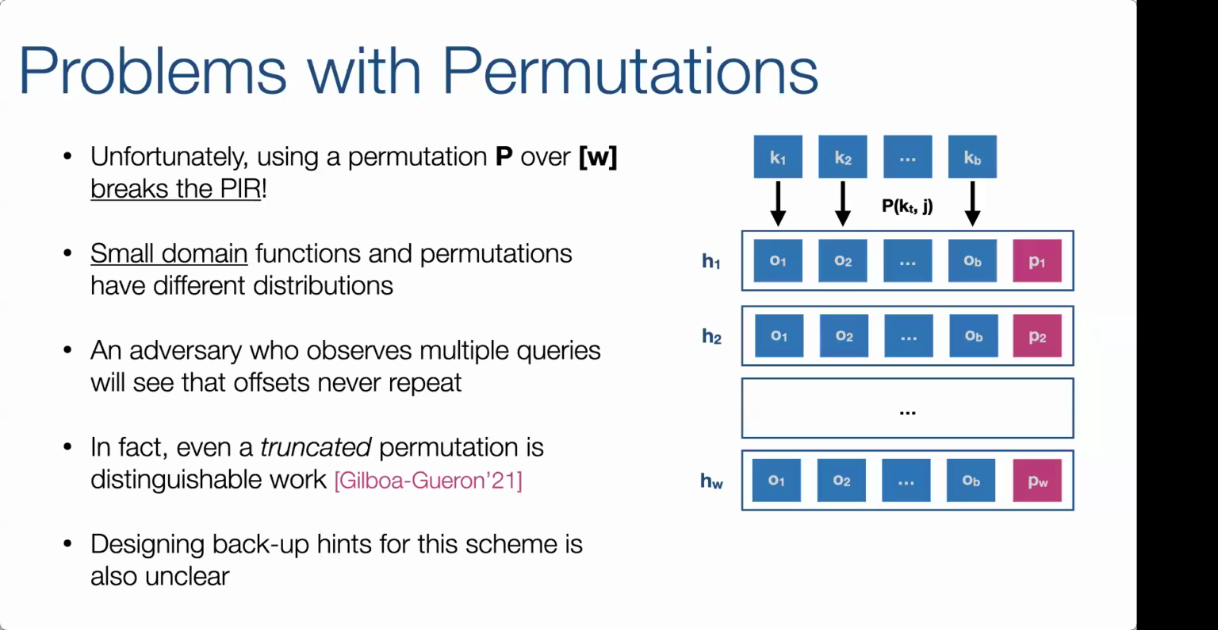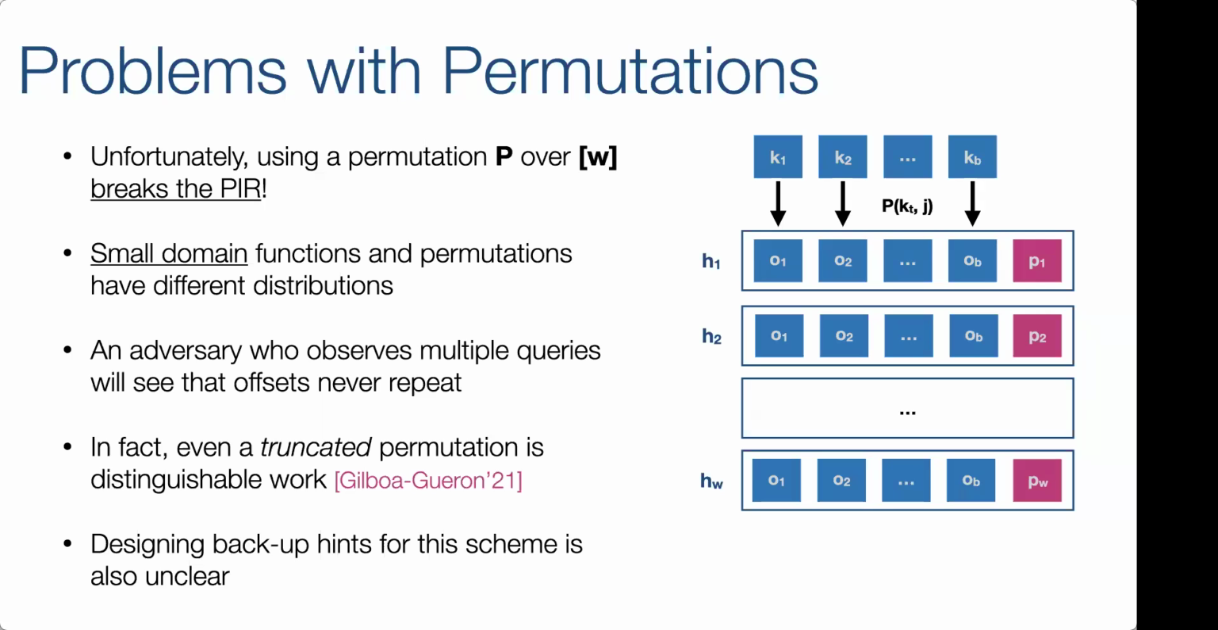So unfortunately, if you use a PRP, these hints are no longer uniformly random offsets, right? There are weird correlations between the hints. Specifically, no column is ever going to have a repeating offset. And that's actually going to break the security of the scheme. It's also not clear how to adapt backups to this setting. There are a few problems that arise, but critically, it's not ever going to be private because we're using a small domain PRP. And these are just distinguishable from random functions.